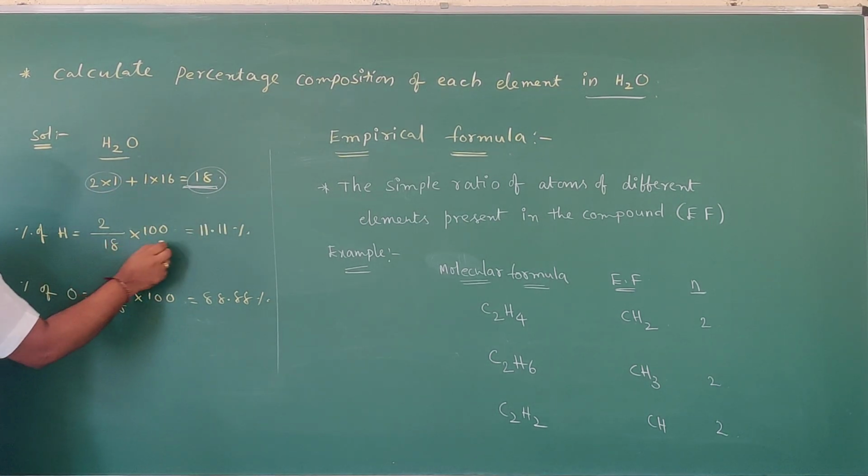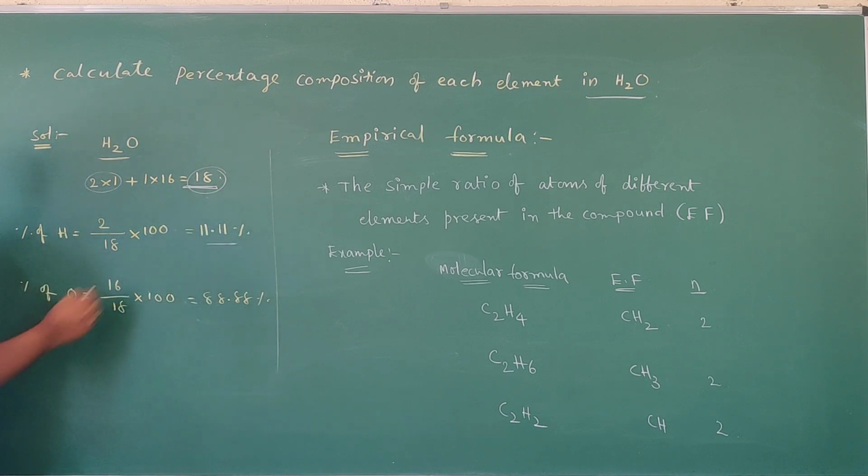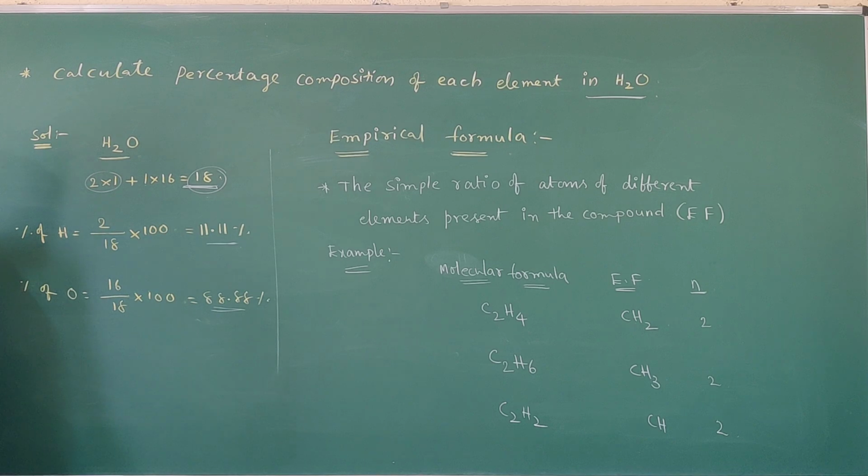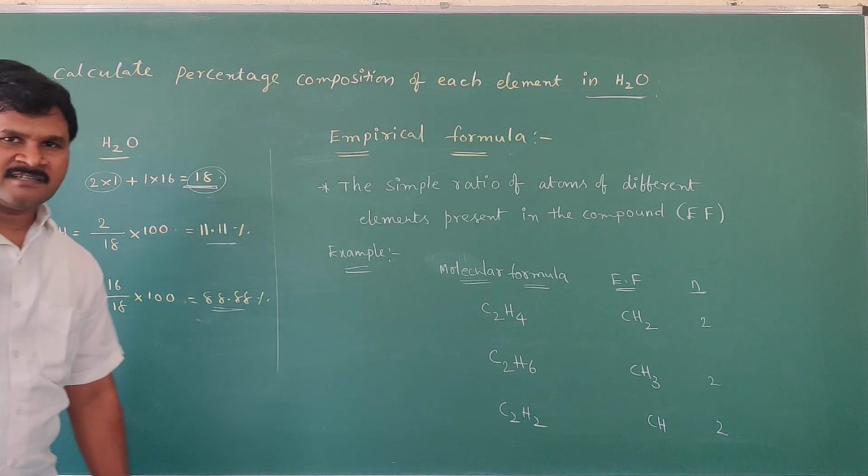2 by 18 into 100. You will get this percentage. Similarly, for oxygen, 1 into 16, 16. Total molecular weight of the compound is 18 into 100. You will get this much. So by calculating these two values, you will get 100%.